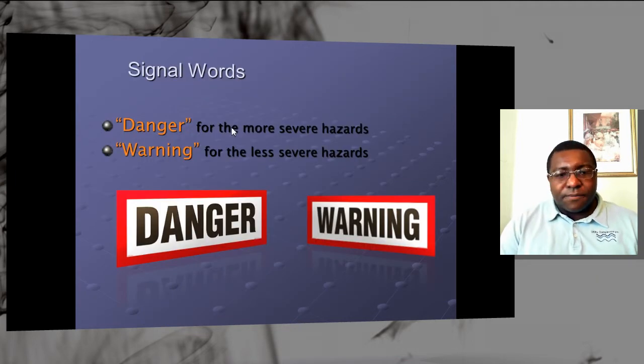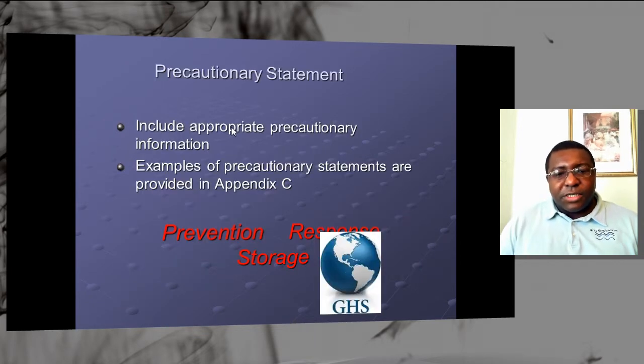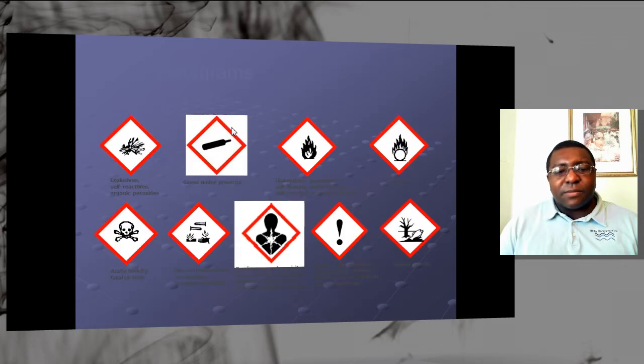Danger and warning. Danger is more severe, and you know why, because you looked at that scale we had earlier in video number 3, so you know about the scaling system. And warning is a less severe hazard, but it's still something that could be damaging in an exposure. Precautionary statements include prevention, response, and storage. That's all in your precautionary statements.